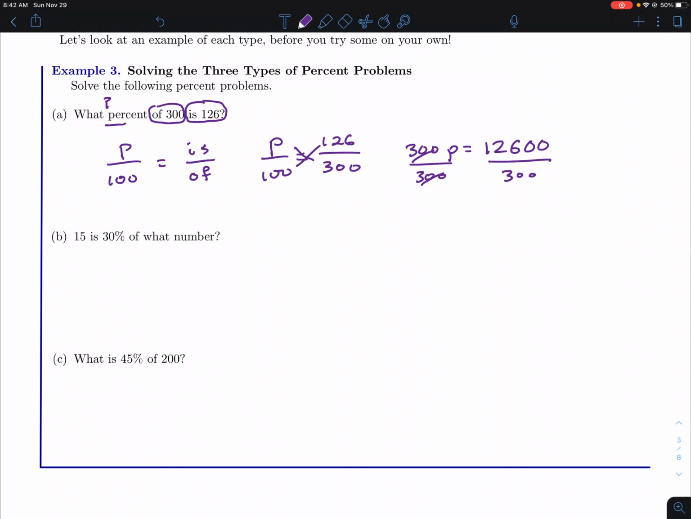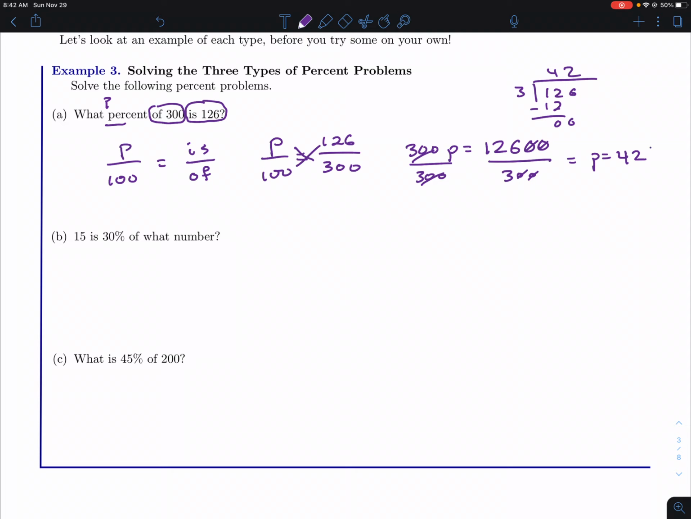We could throw this into our calculator, but in this case, the nice thing is, since these both end in zeros, we can just cancel the zeros out right away to make it a little bit smaller. And then 3 goes into 126, 4 times, and then 2 times. So it looks like, in this case, P is going to equal 42.